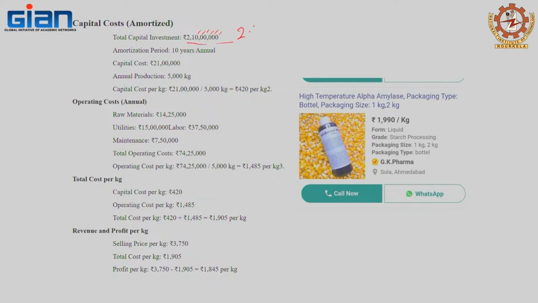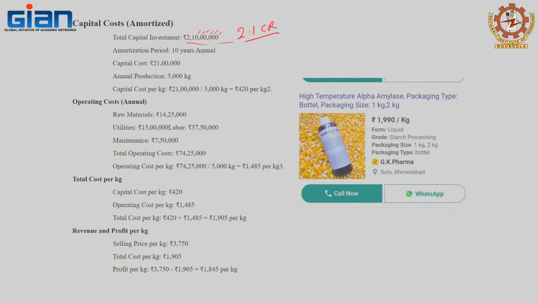Now let's say we are supposed to pay it in 10 years, amortized. So our cost becomes 21 lakh per annum. Then the capital cost per kg: we are operating 50 kilos, 10 kilos over 500 batches over the year. So the cost becomes 420 rupees per kg. Then we go for operating cost.